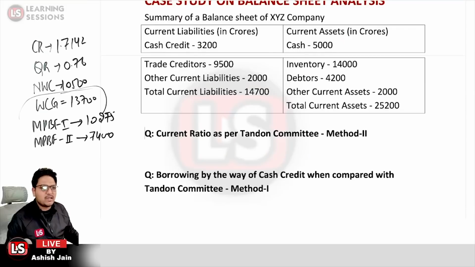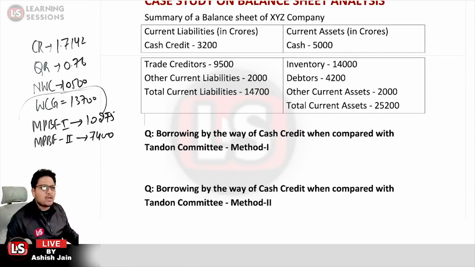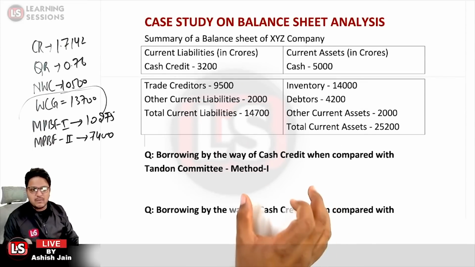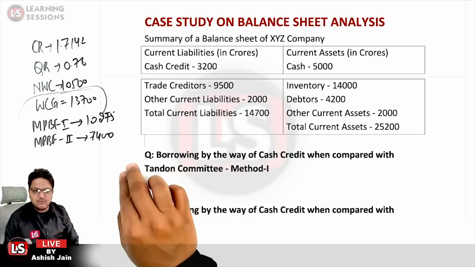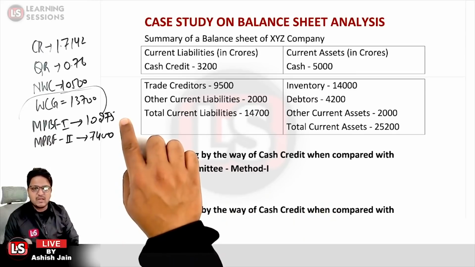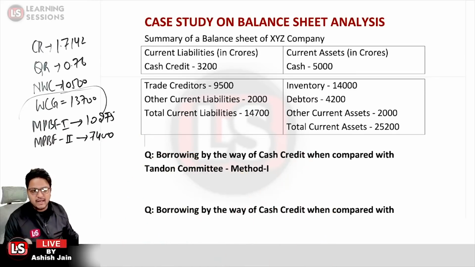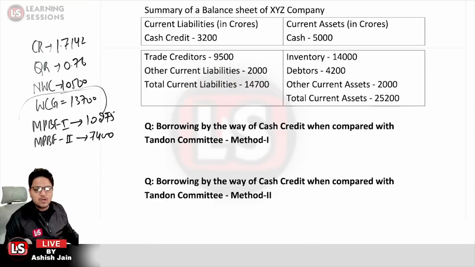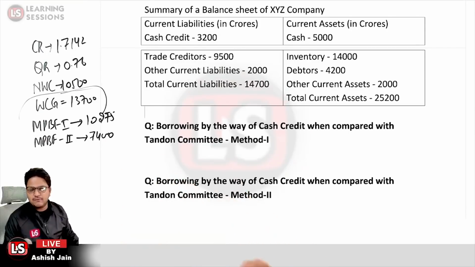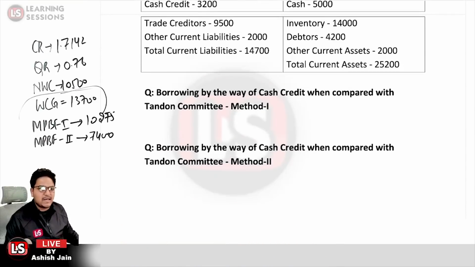Next question over here, it says borrowing by way of cash credit when compared with the Tandon committee method 1. What would have been the borrowing amount? So I have already mentioned the answer over here. As per the MPBF 1, the borrowing amount would have been 10,275, and as per the method 2, the borrowing amount would have been 7,400 crores over here. So that would be the answer.